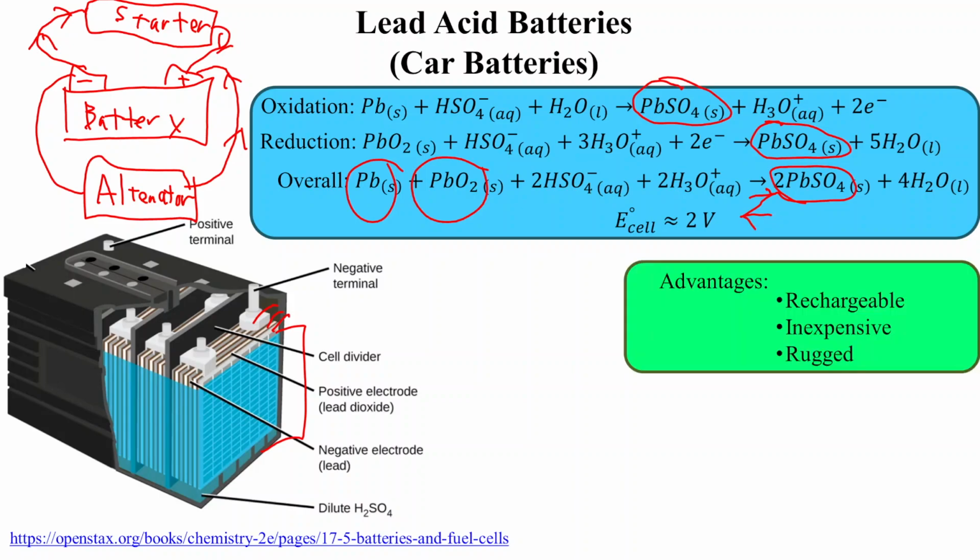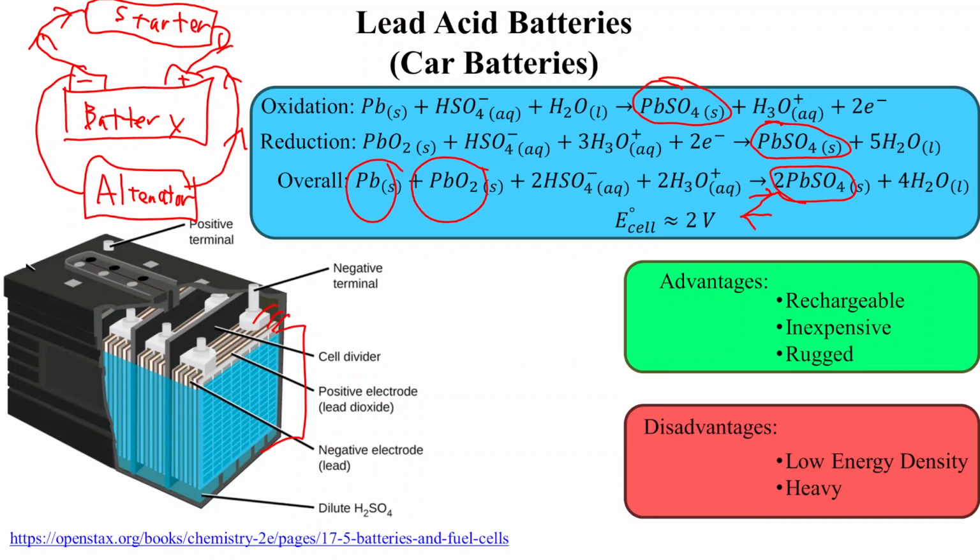So one of the main advantages to the lead acid battery is that it's rechargeable. All the materials are fairly inexpensive. And probably one of the most important ones is that it's a very rugged battery. It can take a beating and still keep on working. So it can sit in your car engine and it's vibrating a lot, and you hit a pothole or something, it's still going to function. You don't have to worry about it essentially breaking down.